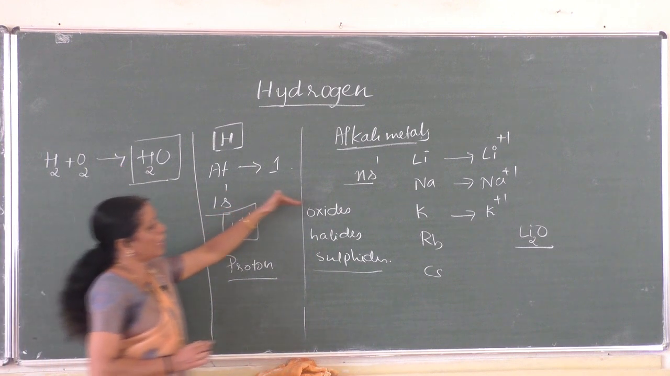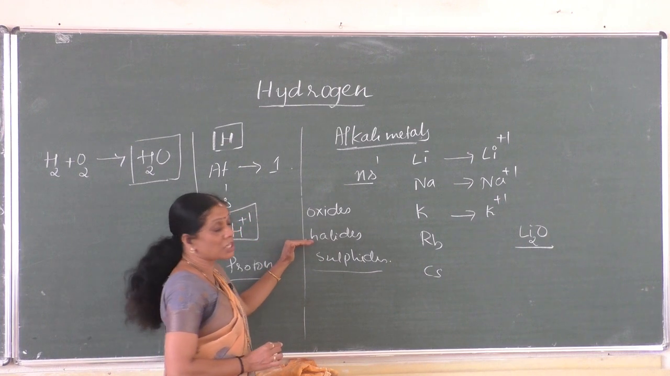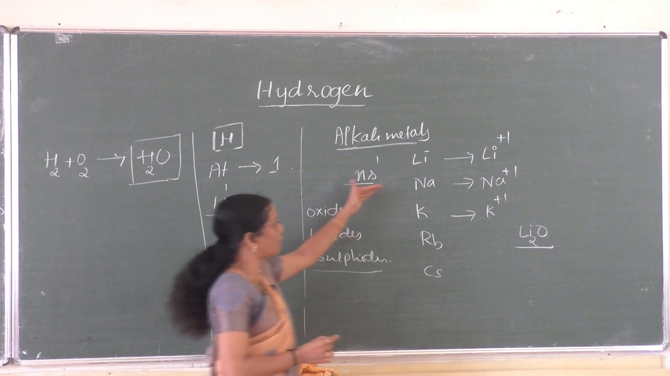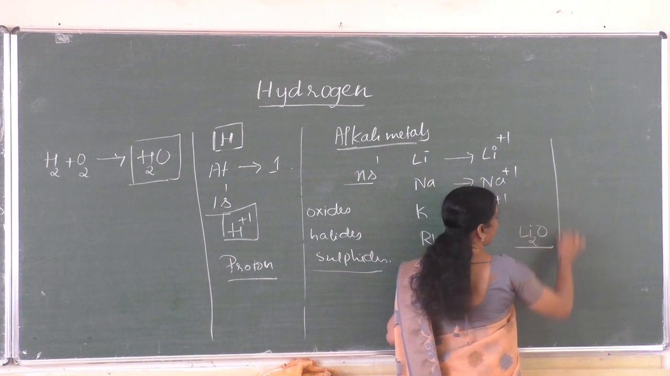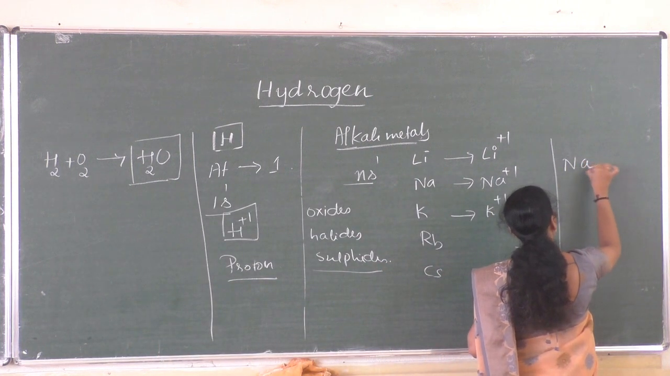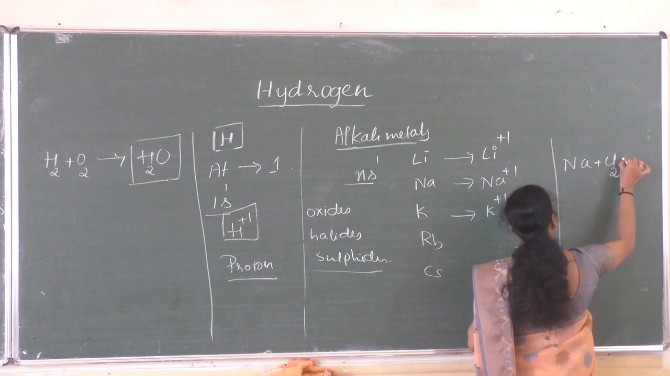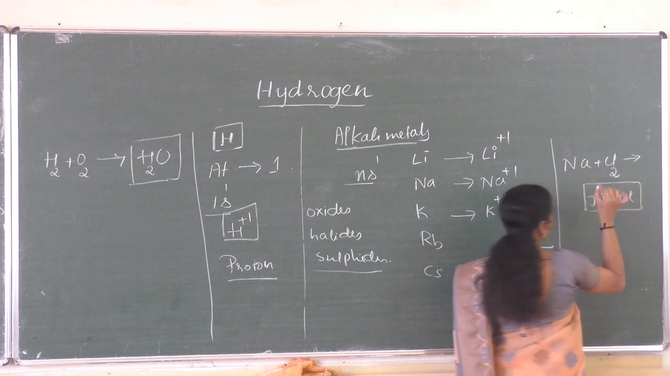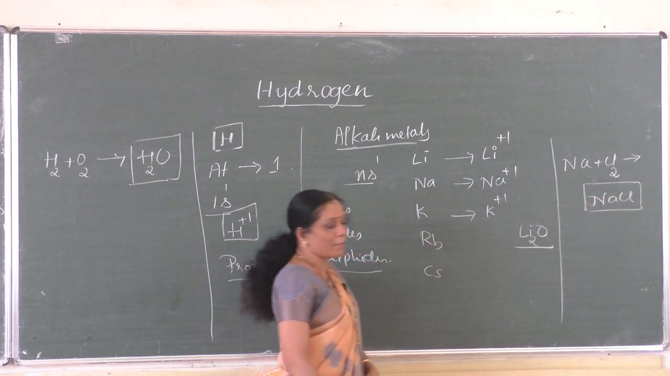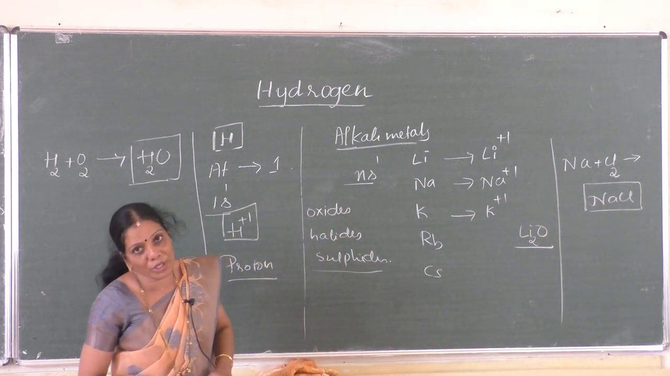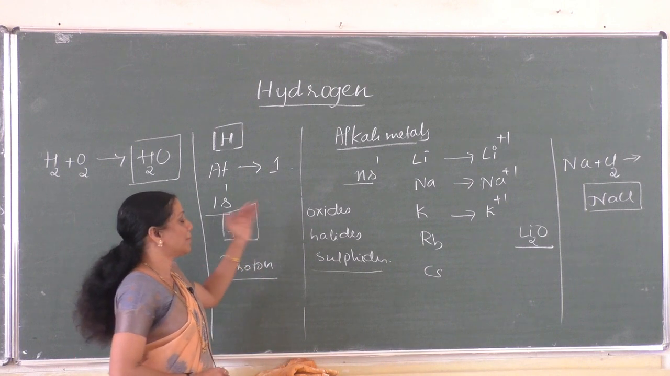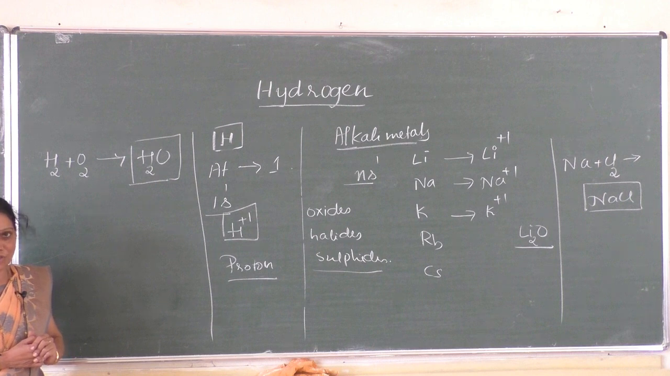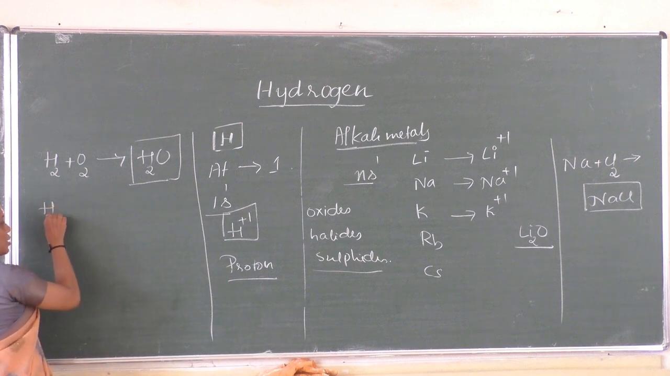Listen now, similar to the alkali metals, hydrogen also has a tendency to form halides by combining with the halogens. For example, sodium has the highest tendency to combine with the halogens, forming the corresponding halide. For example, sodium combines with chlorine to produce sodium chloride. We know that, isn't it? Similar to that, hydrogen also has the tendency to react with the halogens, resulting in the formation of the corresponding halide.